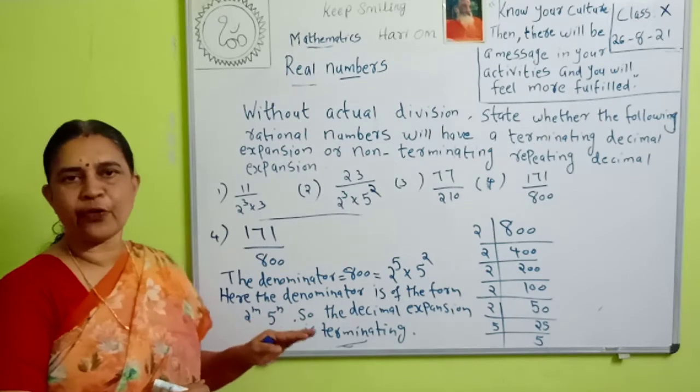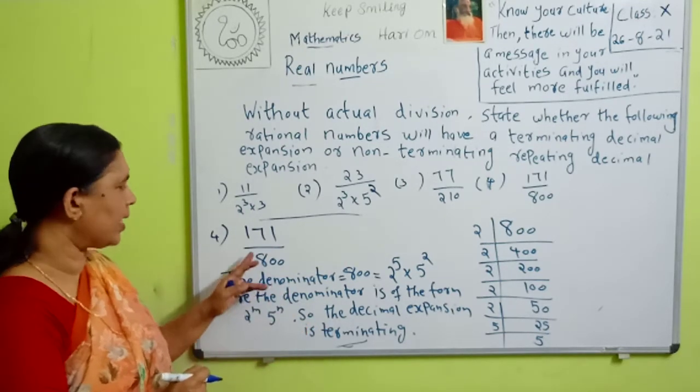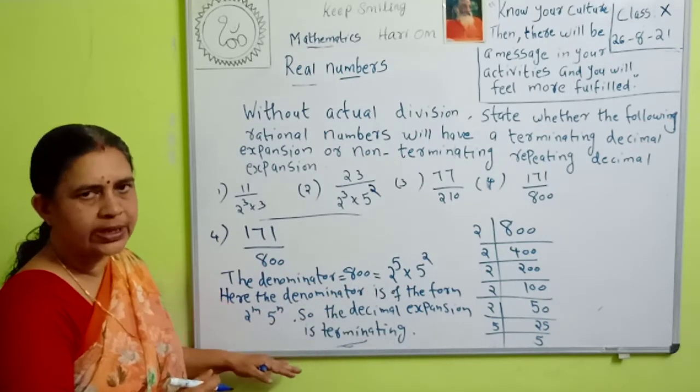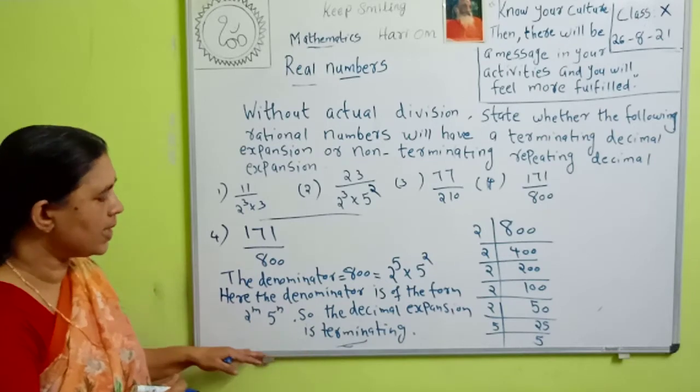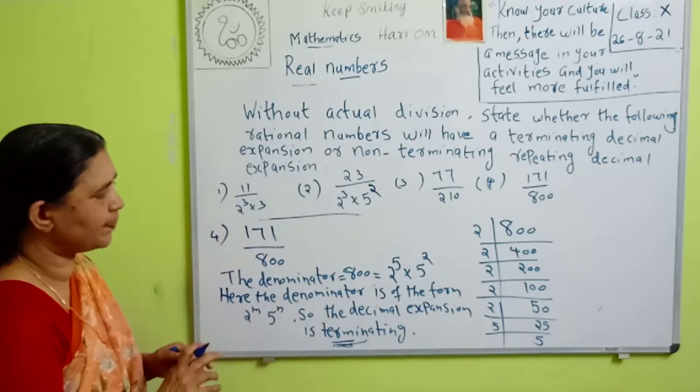If it is not of the form 2 raised to m 5 raised to n, then it is non-terminating. Here it is of the form 2 raised to 5 into 5 square. That is of the form 2 raised to m 5 raised to n. So it is a terminating decimal expansion. Okay.